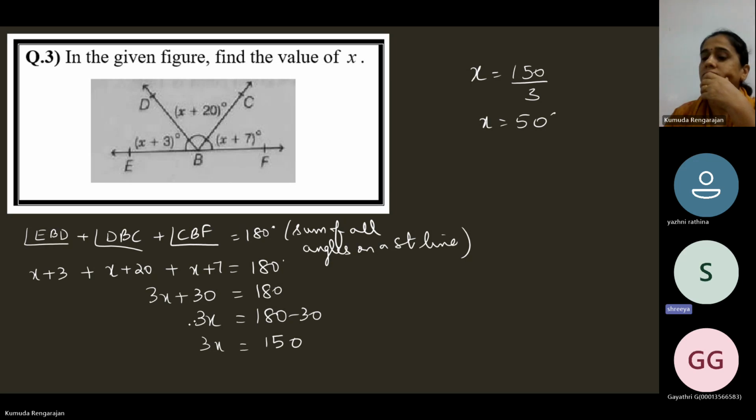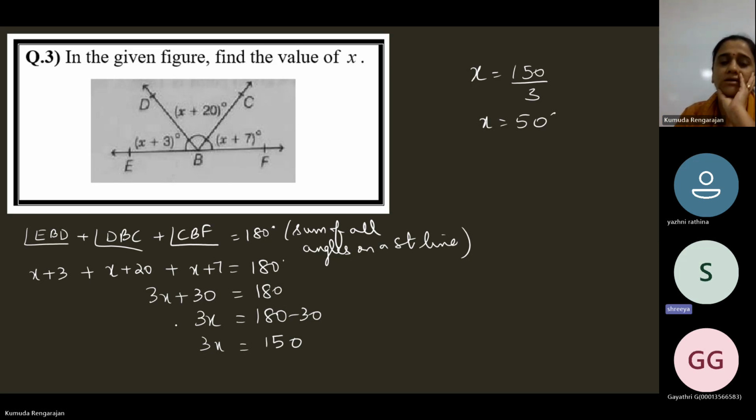Ma'am, I have a doubt. After finding the value of x, should we write all the angles, like x plus 3, that is 50 plus 3, like that? Should we write the angles' values? No, but the question is only to find the value of x, right? Yes, ma'am. So you can just stop there.